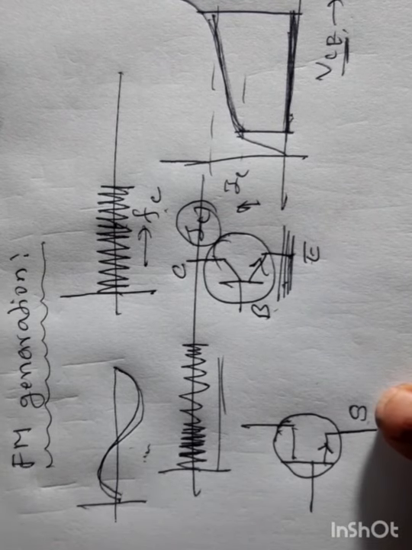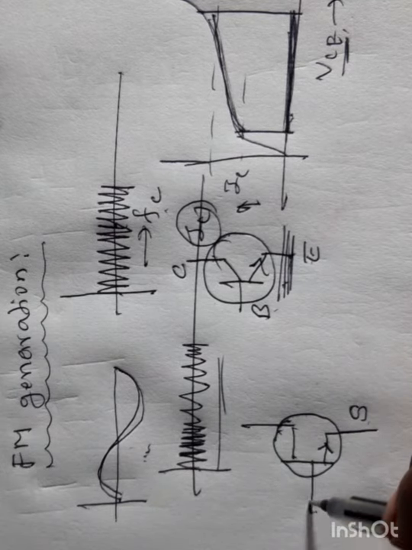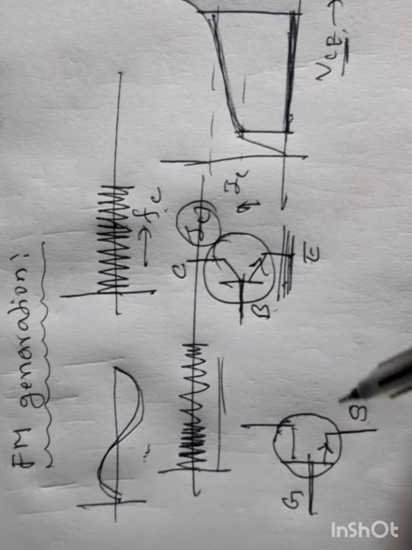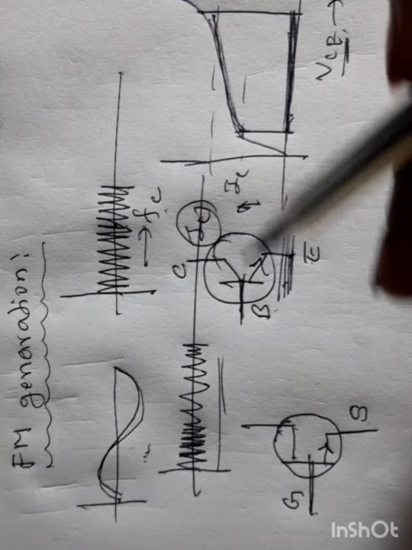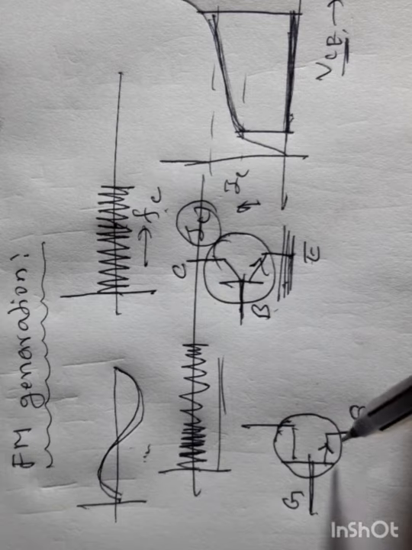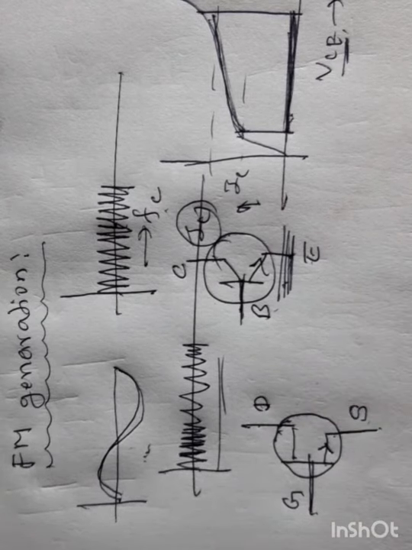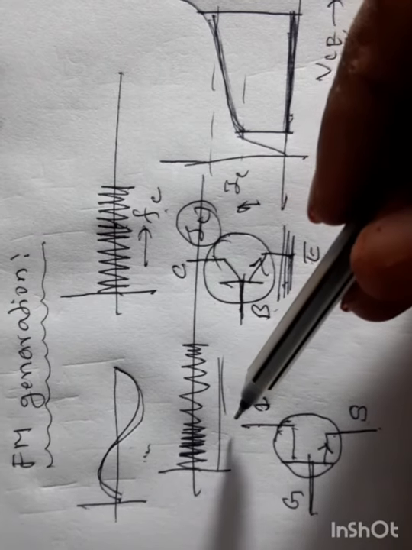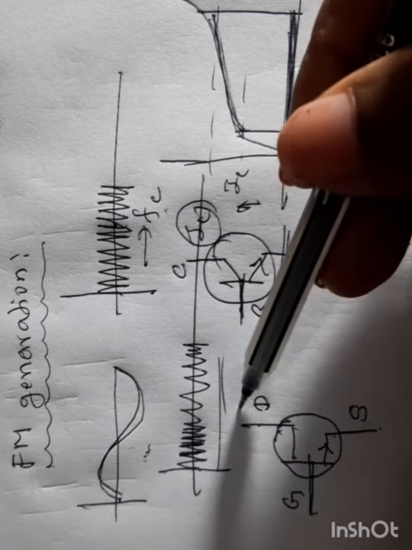Here source means it gives free electrons as a source. And this is called gate. It functions like the base of the transistor. It acts as an open gate or closed gate for the flow of electronic charges from source to this point. This is called drain. Drain means to pull. So the current is drained from the source.